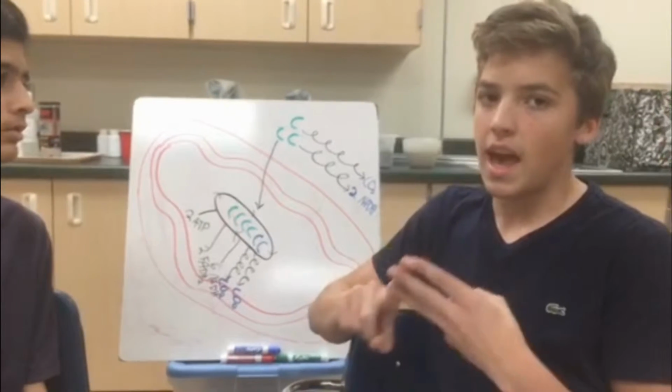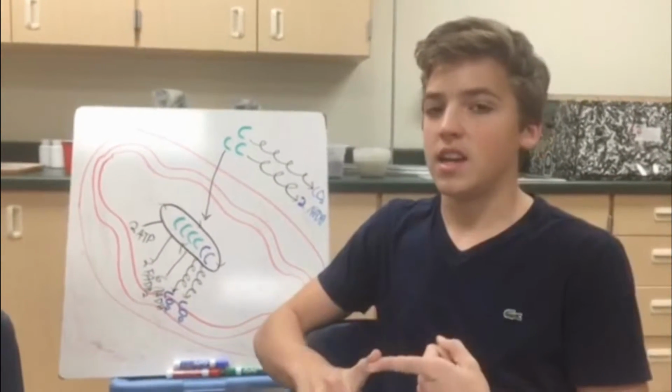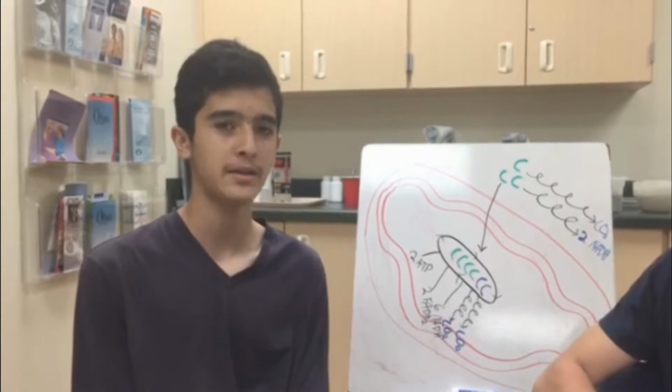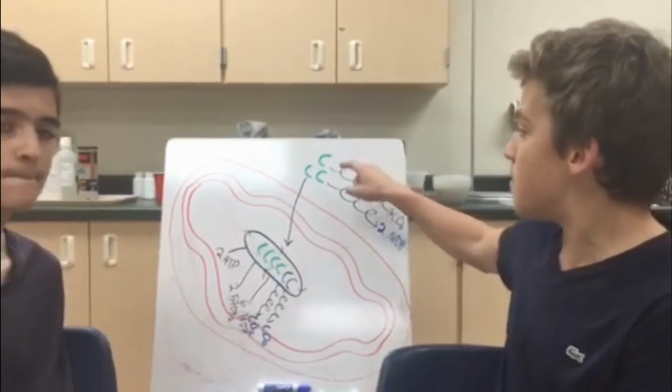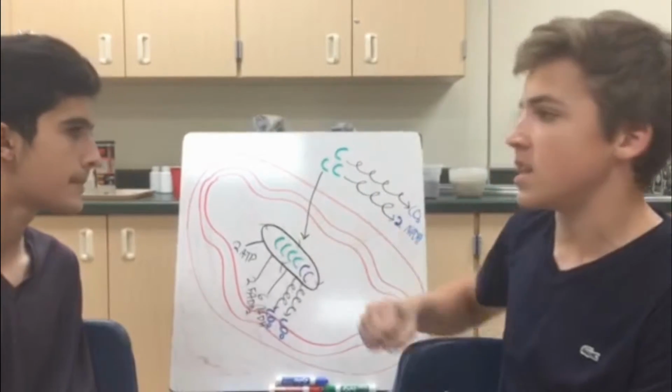This forms 3 NADHs and 1 FADH2. Then 1 ADP gets recharged and forms into ATP. Then this whole cycle repeats with the second pyruvate entering the mitochondrial matrix, and everything happens again.